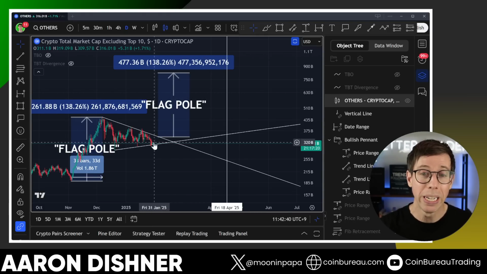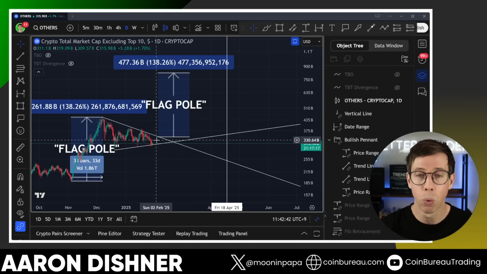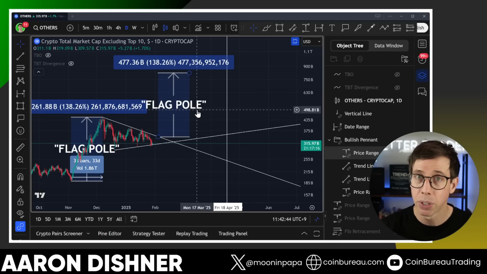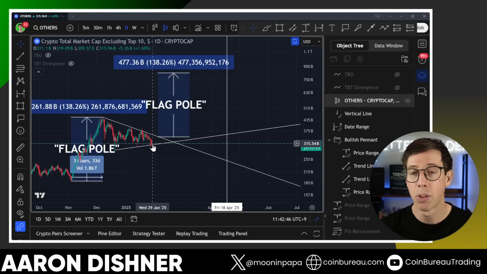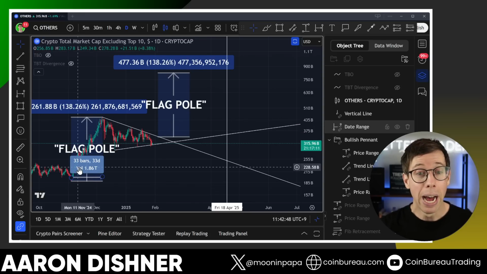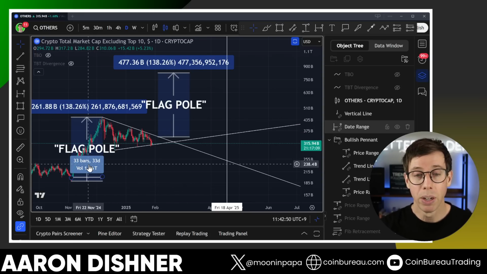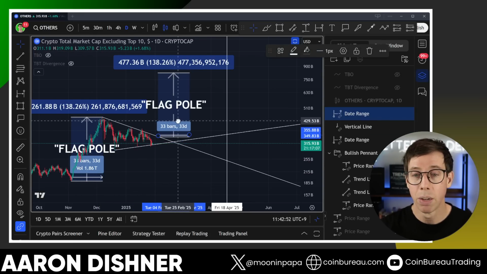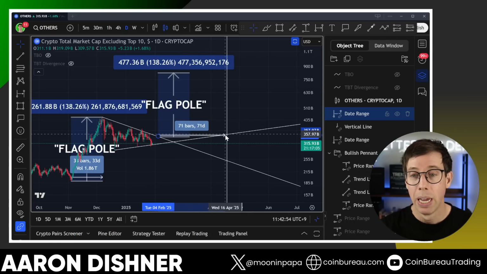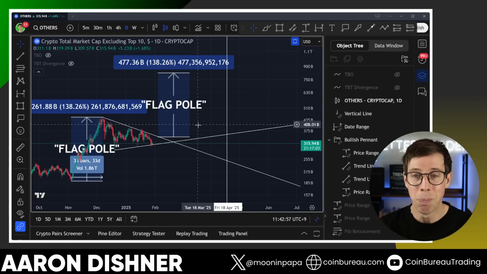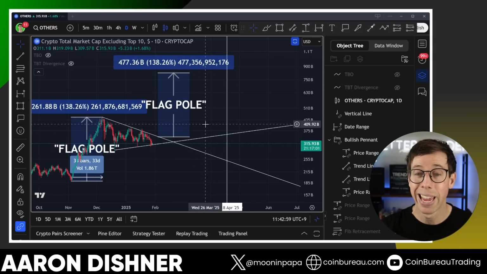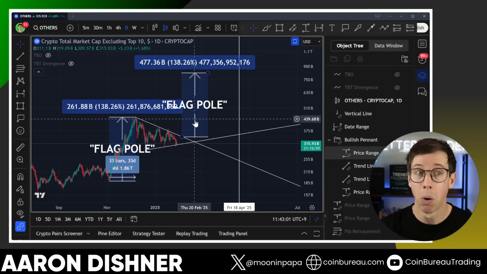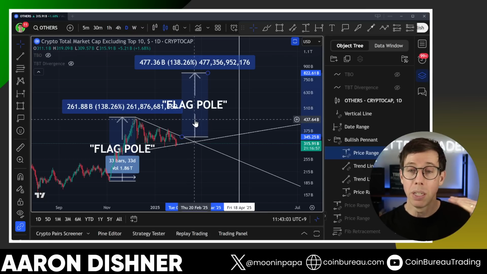So when we look at this possible growth of 138 or 150% from our current value for the others market cap, it could happen in 33 bars. It could also take a whole lot longer, depending on whenever this break happens. But when we finally get to mid-April, I'm going to be looking to scale out of more positions to secure profit or to put my stop loss in the profit zone.